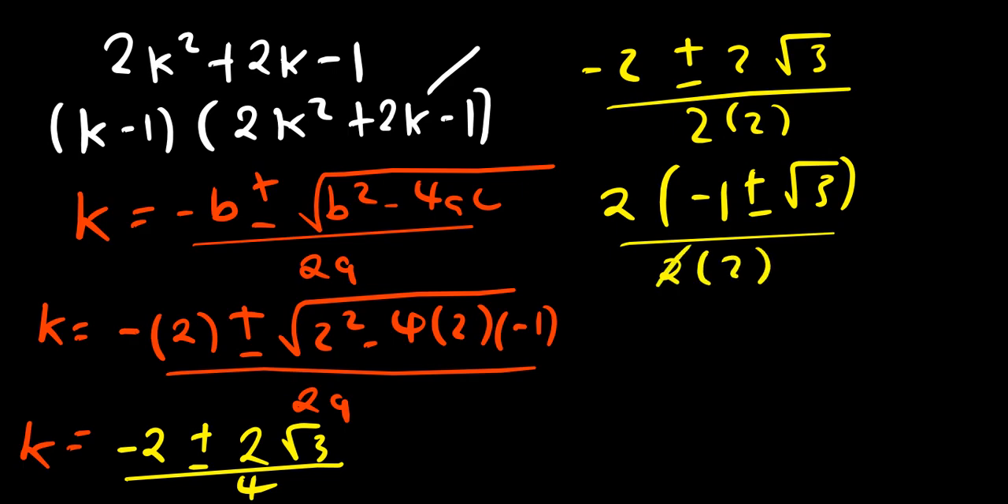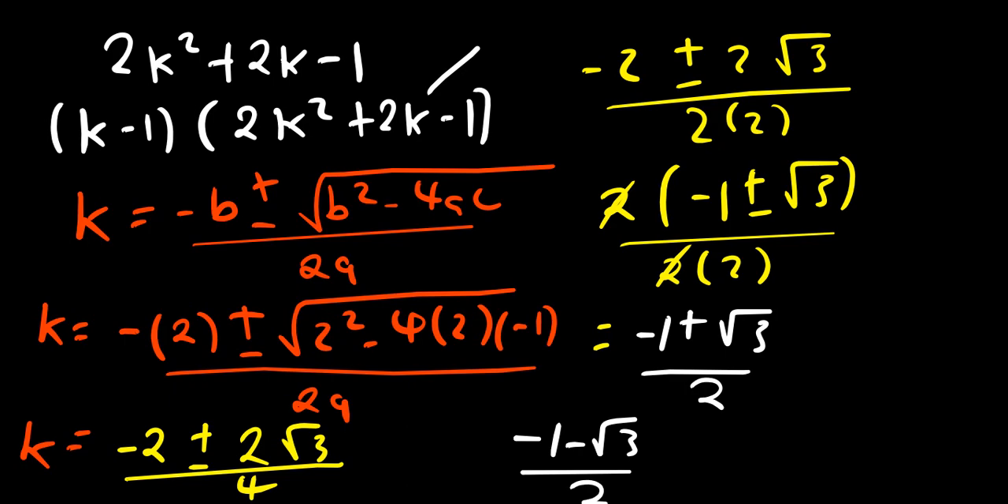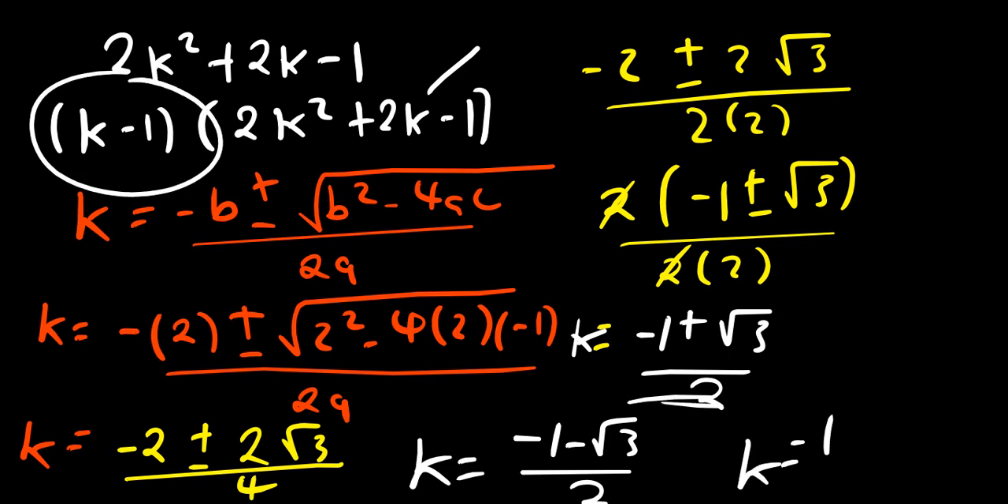These 2 and the 2 can cancel, so our answers will have one value of k will be negative 1 plus the square root of 3 over 2. The other one will be negative 1 minus root 3 over 2. So these ones will be the possible values of k. So we have k equals this, k equals that, and also k equals 1 from this expression.